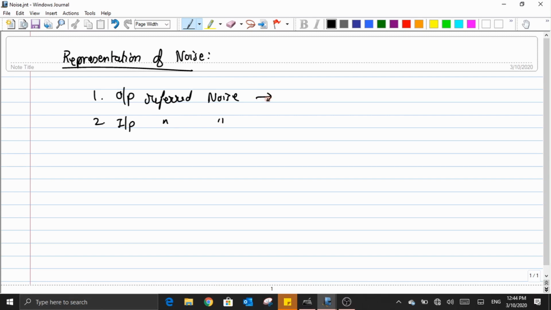Now, this output referred noise in general is the way by which we actually compute noise in a lab or in a simulation. So whatever we compute in reality is the output referred noise. The other way around, the input referred noise cannot be measured from the input side. But it helps us in a completely different way.